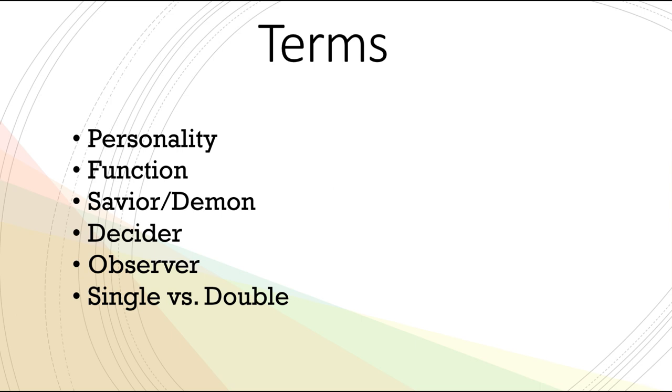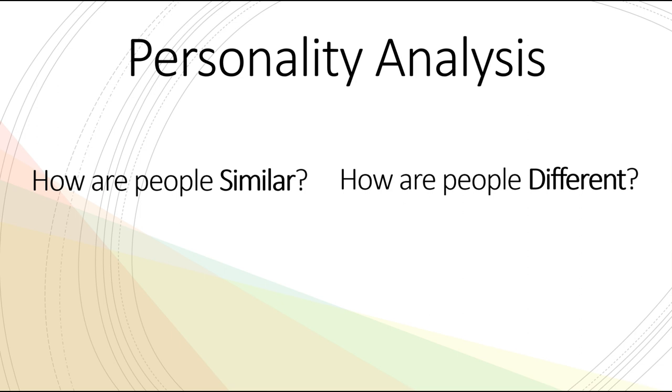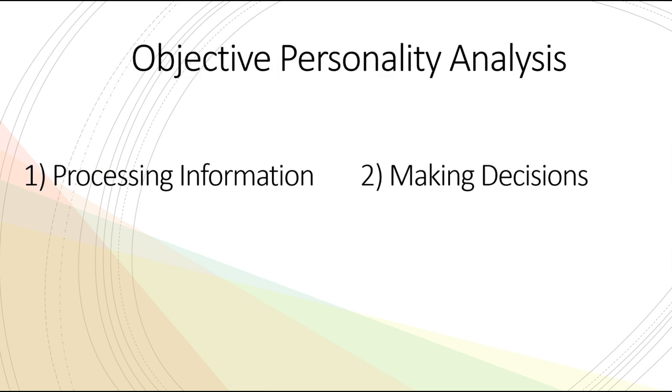I'll be talking about personality, functions, savior and demon states, and the difference between deciders and observers, and single versus double functions. All of these terms have to do with the way that Jungian functions interact with each other, and I'll talk a little bit about that more. Personality analysis is about understanding how people are similar and how they're different. In objective personality, we're going to focus on two things: how people process information and how people make decisions.